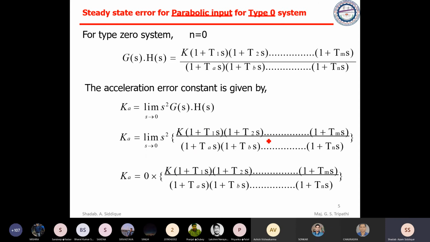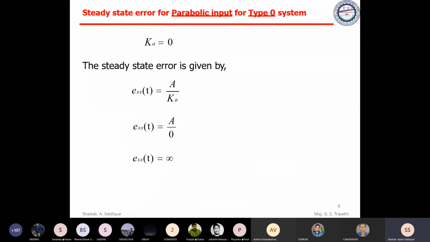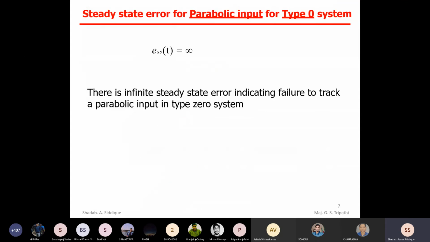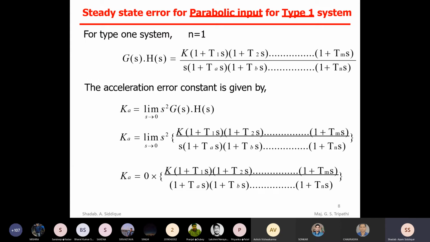Now we'll quickly go through the parabolic input for type 0, type 1 and type 2 system. This is for type 0 system. We'll substitute type 0 system here, so s to the power 0. For parabolic input, we need the acceleration error constant, ka, which is limit s tending to 0 of s square G(s)H(s). We substitute s square and this will become 0. So ka will become 0, and error will be infinite. So there is an infinite steady state error indicating failure to track the parabolic input in type 0 system.